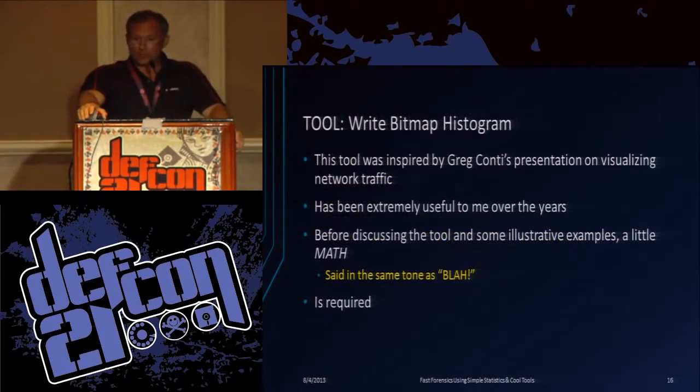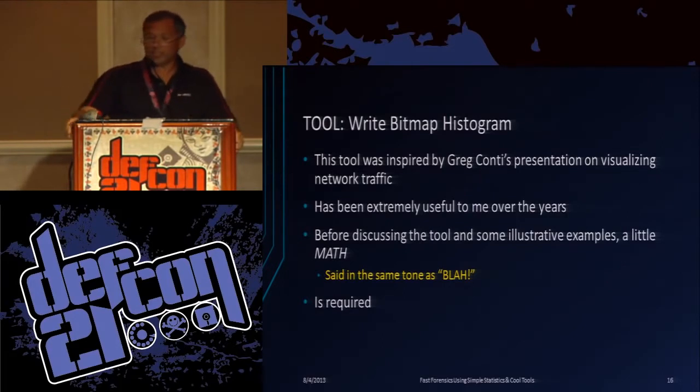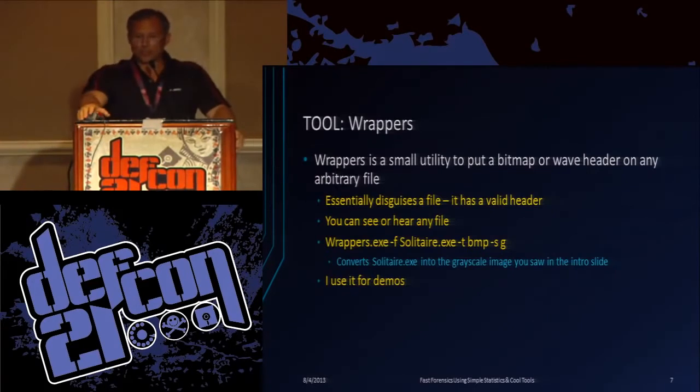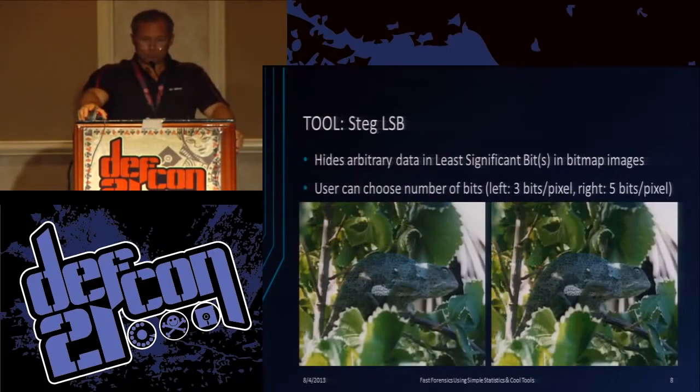The right bitmap histogram tool will do a few things. It can create a bitmap image, as you saw in the beginning. That was a bitmap image of Solitaire. One person recognized that probably as an executable. The chart on the right was a histogram. That's a typical histogram for an executable. And so it's very simple. It's good for demos. Here's a steg LSB tool.